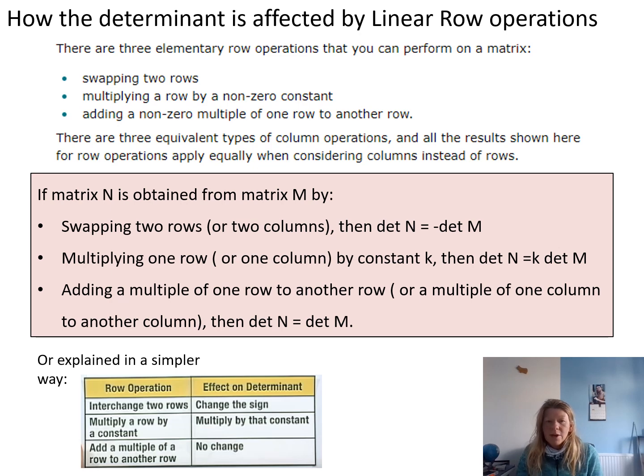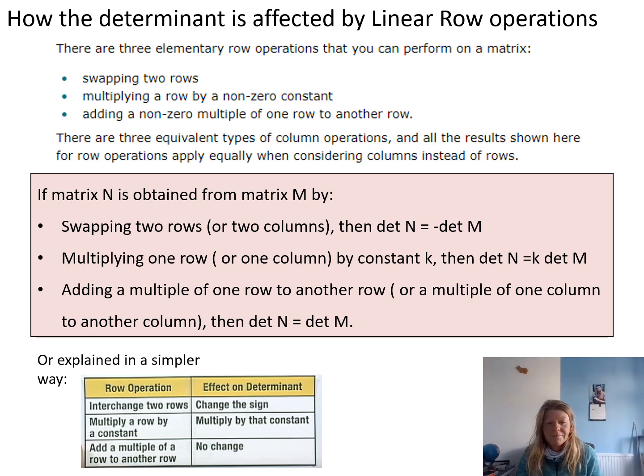Right, I went over these, but here are the three elementary operations that you can perform on a matrix. You can swap columns or swap rows. You can multiply a row by a constant, so multiply a column by a constant. Or you could add a non-zero multiple of one row to another, or add a non-zero multiple of one column to another. Columns and rows are interchangeable in those sentences.